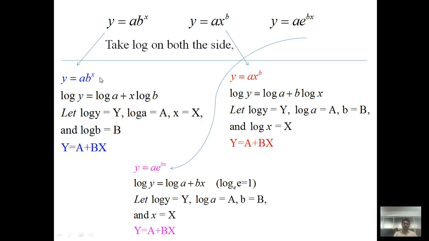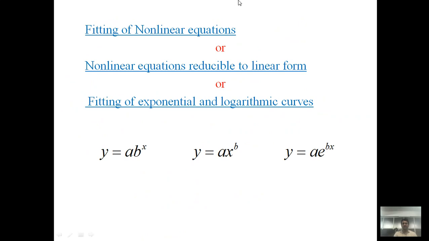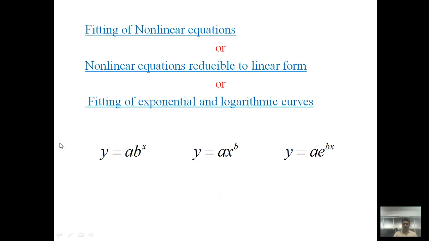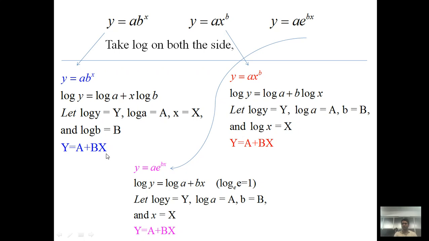So ultimately we have to say that our original form is y is equal to a b raised to x, that is a non-linear equation. But after applying the transformation, log y is Y, log a is equal to A, log b is equal to B, we have converted into a linear form, that is the standard equation of line, y is equal to a plus bx. So by applying this strategy, we have to convert this non-linear equation into a linear form.